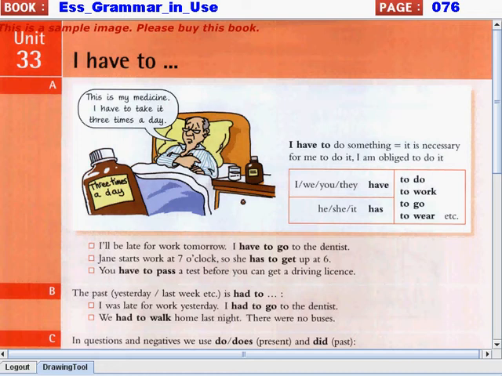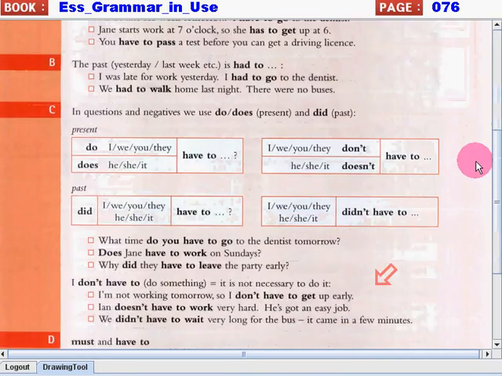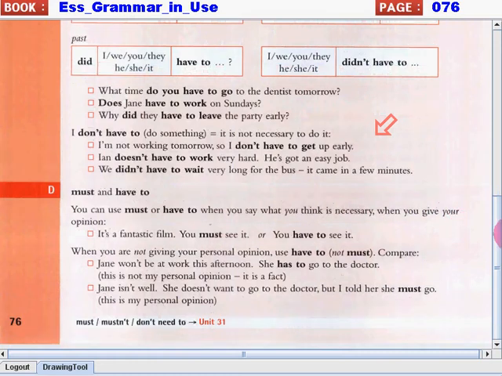Today we will continue our discussion on Unit 33. We are here on the last part. We will discuss the words must and have to.